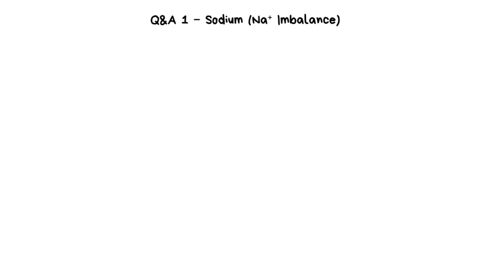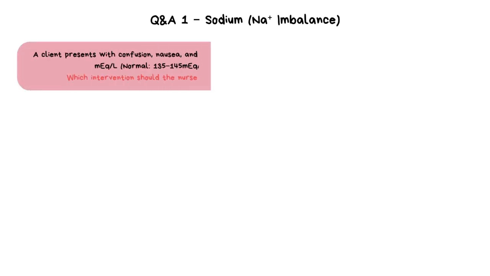Next, let's test sodium imbalance, especially severe hyponatremia, which is a critical NCLEX concept. Always connect neurological changes, like confusion, with sodium levels. A client presents with confusion, nausea, and a serum sodium of 118 milliequivalents per liter. The normal range is 135 to 145. Which intervention should the nurse anticipate?